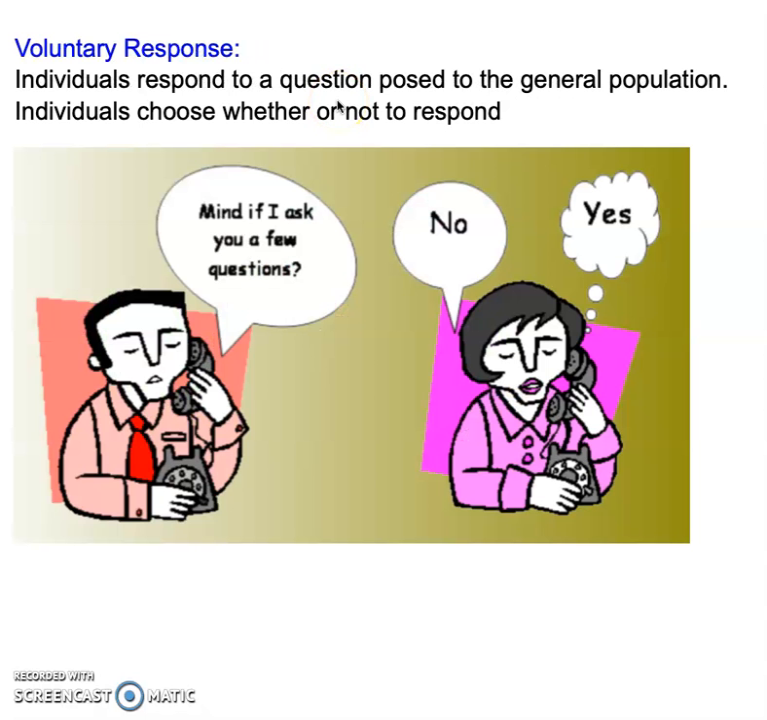Second sampling method, voluntary response. You have the choice to participate or not. Someone calls you up on the phone, hey, are you willing to take a survey? You can answer yes or no. Another version of this would be you're on the computer and they ask you at the bottom of the page, hey, would you like to take a survey about this or that? You can choose to participate or not.